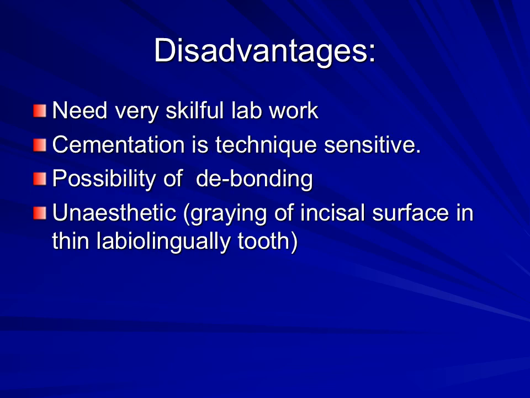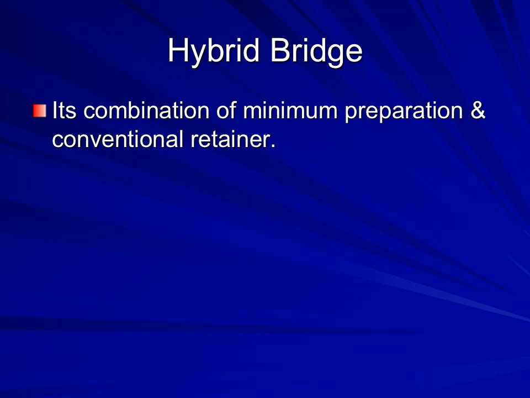Disadvantages: need very skillful lab work, cementation is technique sensitive, usually using resin cements, possibility of debonding, aesthetic graying of the incisor surface in a thin labiolingual tooth. If I have a thin tooth labiolingually at the incisal edges and I use a porcelain fused to metal design, the metal may show. In these cases, you can go for an all-ceramic adhesive bridge.